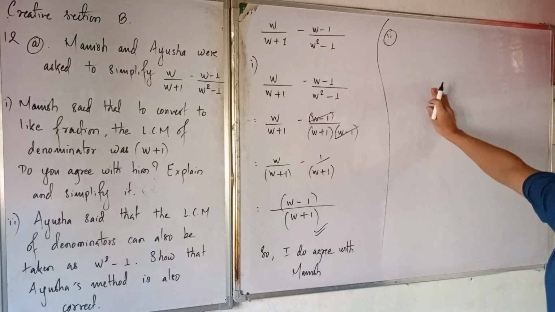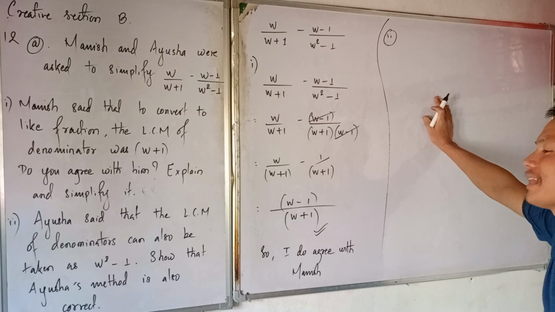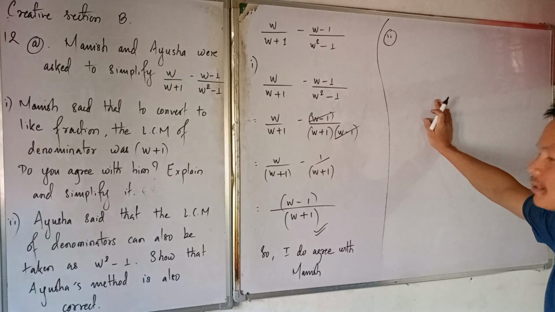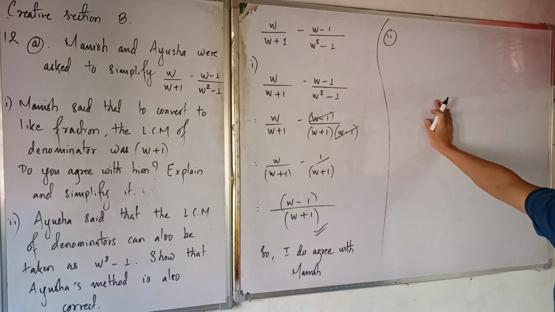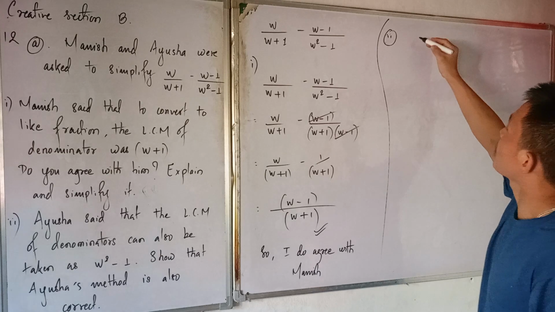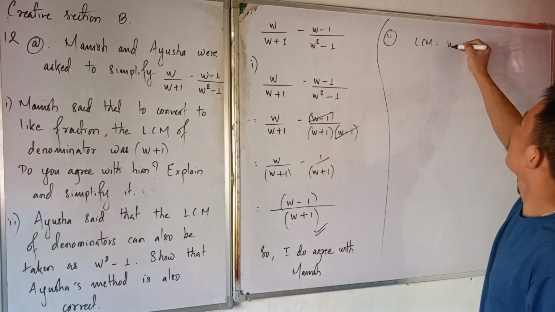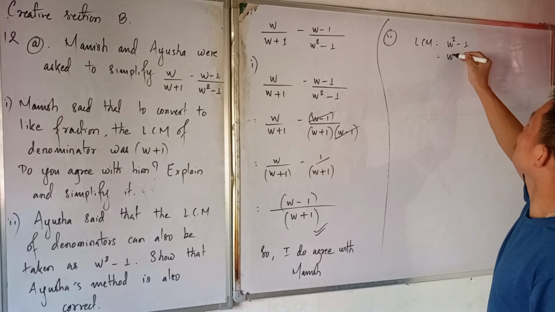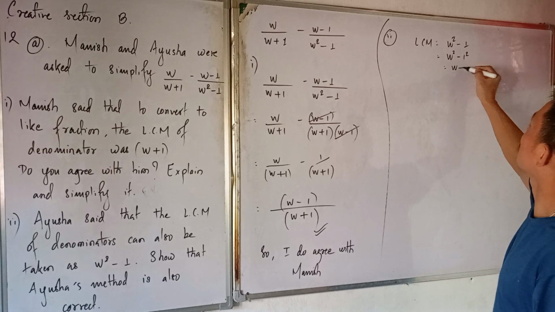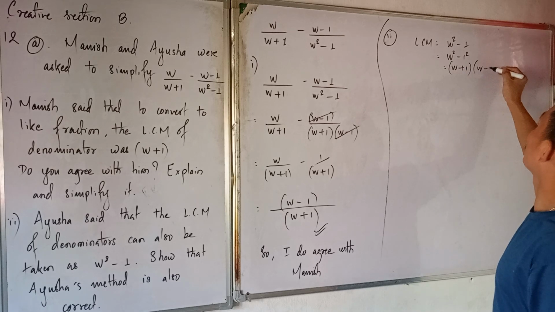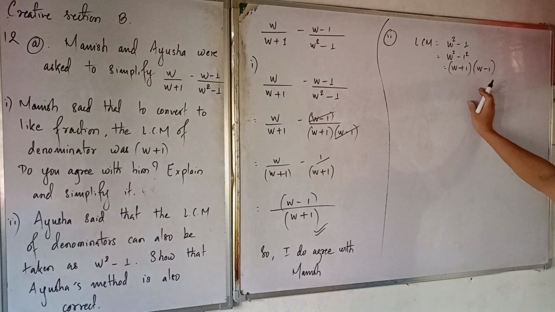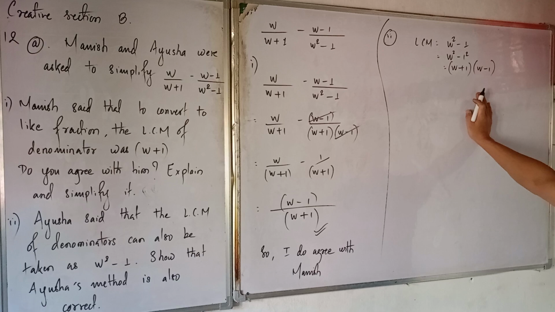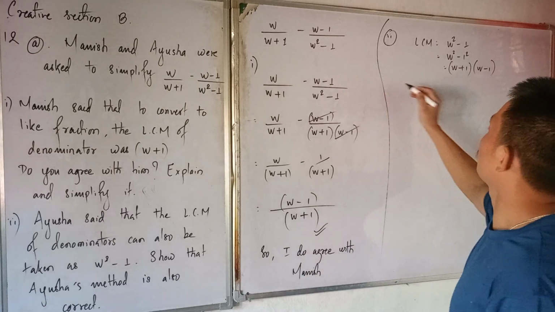Okay. Now let's move on to the next one. So what Ayusa has to say. Ayusa said that the LCM of the denominators can also be taken as w square minus 1. Okay. So according to Ayusa, LCM is w square minus 1. Let's disintegrate this. W square minus 1 can be written as w plus 1 and w minus 1. Yes? Okay. So I have disintegrated it into the factors. Now let's go into the simplification part.